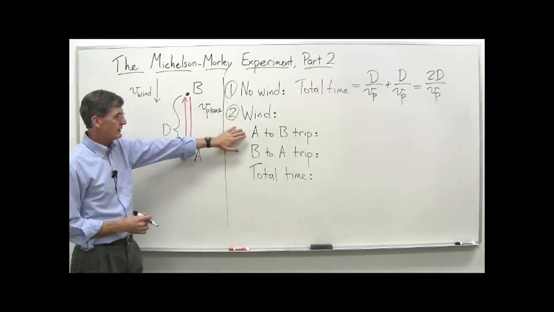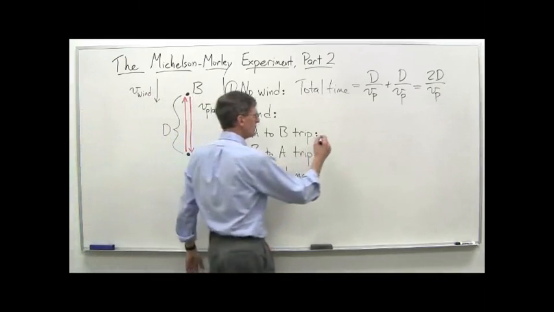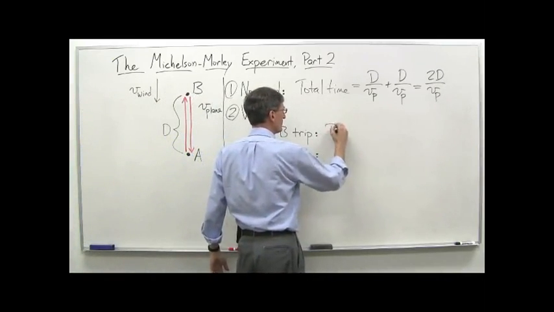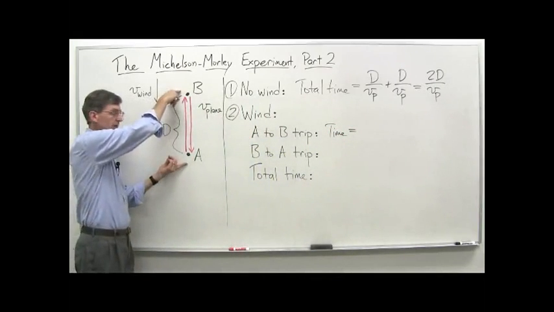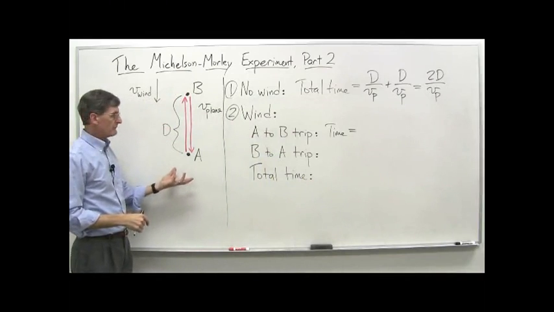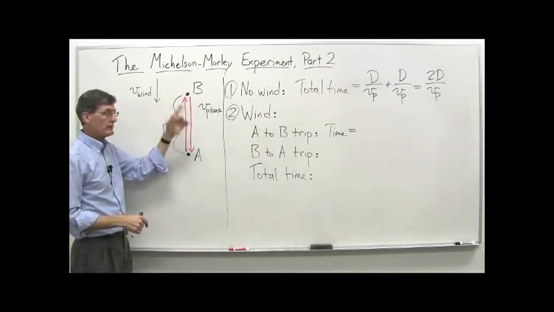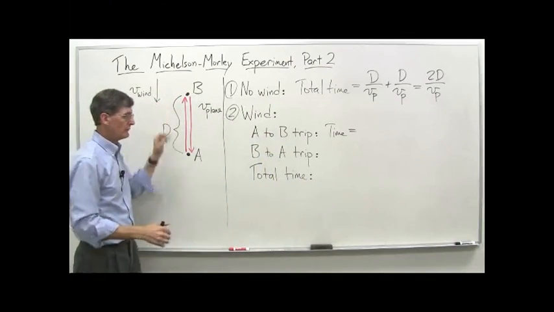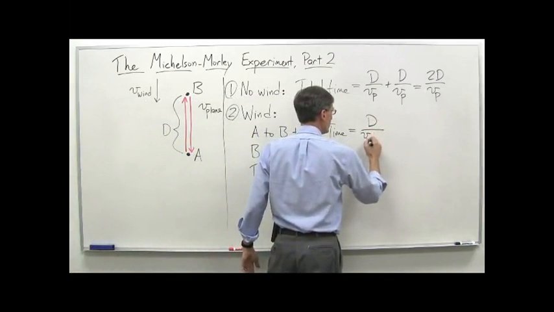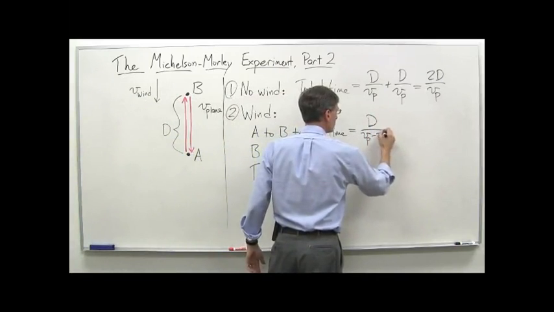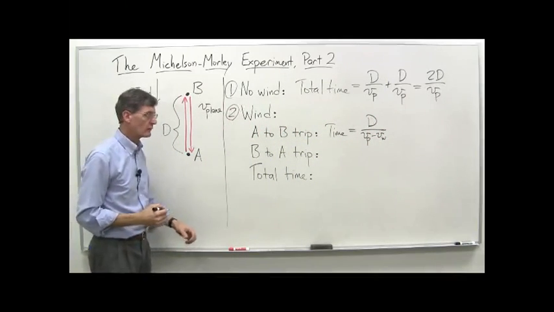Okay, so the A to B trip, the time, really what we're interested in here, again, is going to be the distance, d, divided by the velocity, and the velocity going against the wind is v sub p minus v sub w. So it's going to be d over v sub p minus v sub w, just same equation as before, just a different velocity this time.